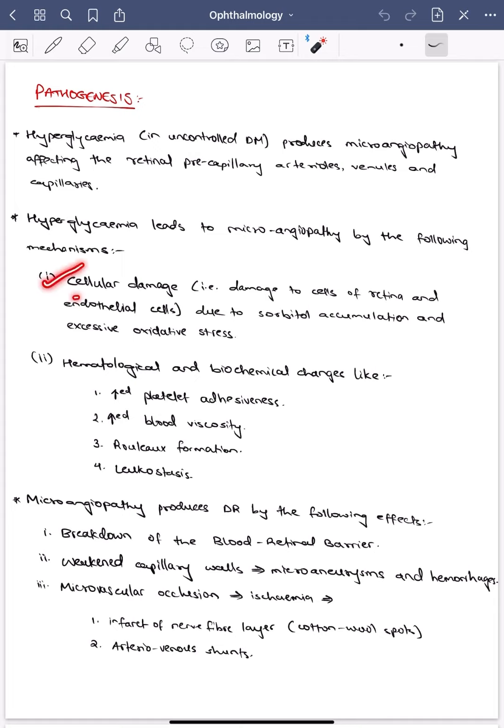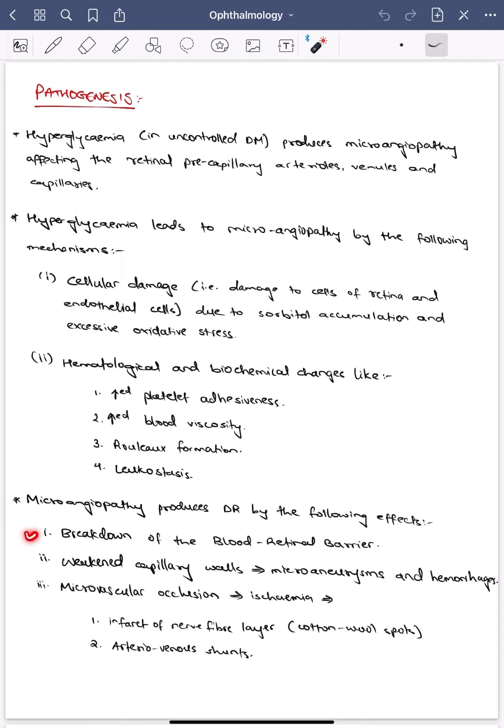The first is cellular damage, that is, damage to the cells of the retina and endothelial cells due to sorbitol accumulation and excessive oxidative stress. The second is hematological and biochemical changes, and these include increased platelet adhesiveness, increased blood viscosity, rouleaux formation, and leukostasis. Okay. Now, microangiopathy produces diabetic retinopathy by the following effects.